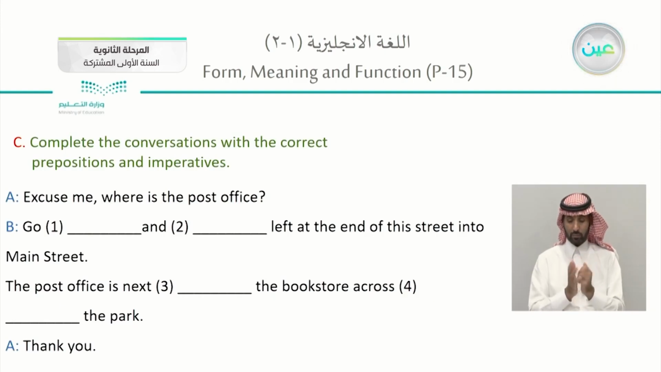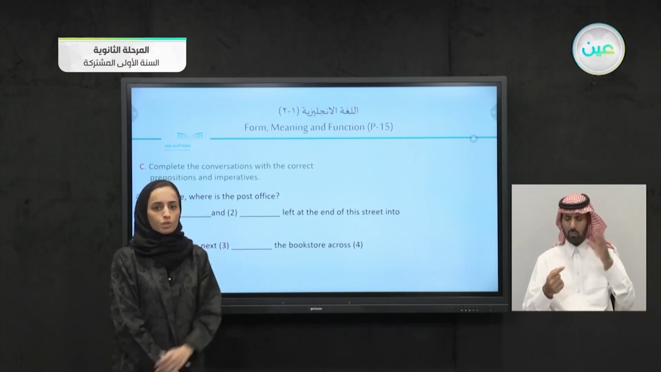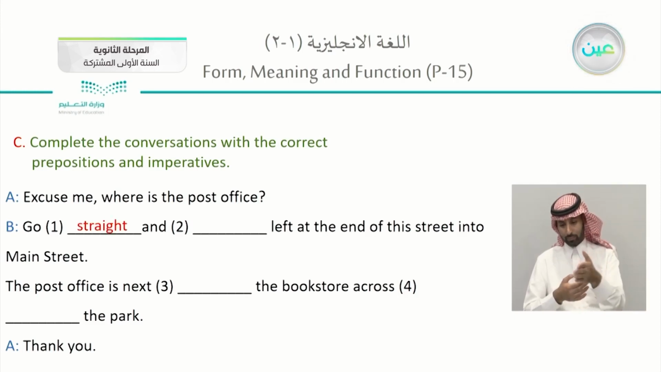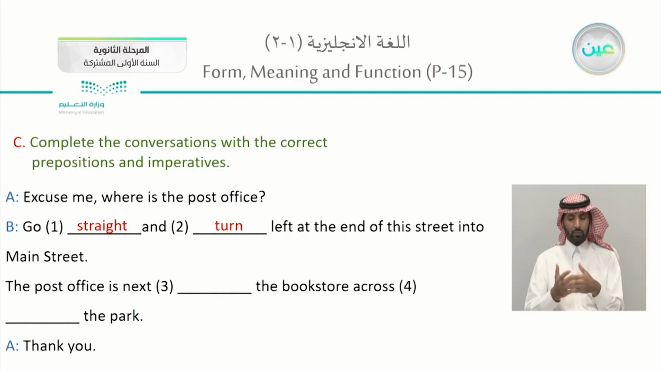Now in your books, page 15, exercise C, complete the conversation with the correct prepositions or imperatives. Prepositions, whether they are in, on, or at, whether you will use across, from, between, and the others, or you will use the imperative, do or don't do it. We have the first conversation here. Excuse me, where is the post office? So he will say go straight, then left. When you are going straight, then you will take or turn left at the end of this street into Main Street. Then the post office is next to the bookstore, across from the bank.